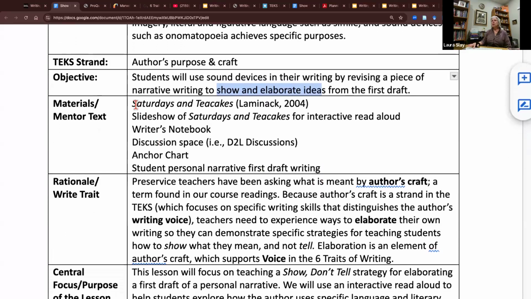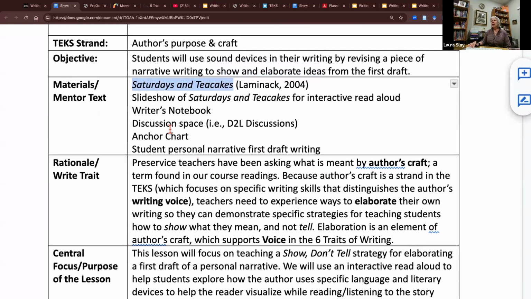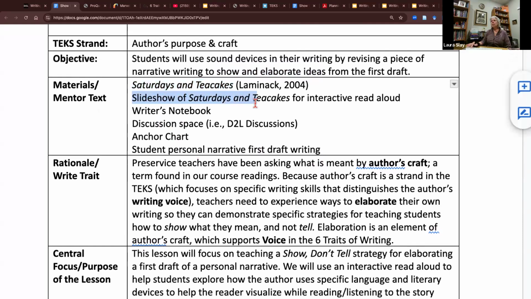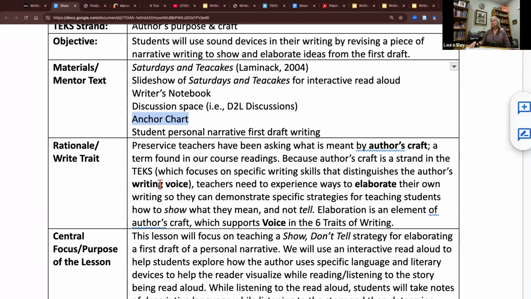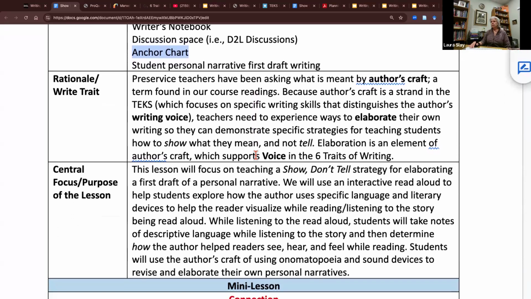So what are the materials? We use that book, Saturdays and Tea Cakes by Lester Laminack. And I had an interactive read aloud from, I believe, the slideshow that I did with you guys. And typically I would use a writer's notebook because that's where we do a lot of our practicing. You use D2L discussions in this case. And we developed our own little anchor charts. I started one with you. And then we also used your personal narrative, the first draft of your personal narrative.